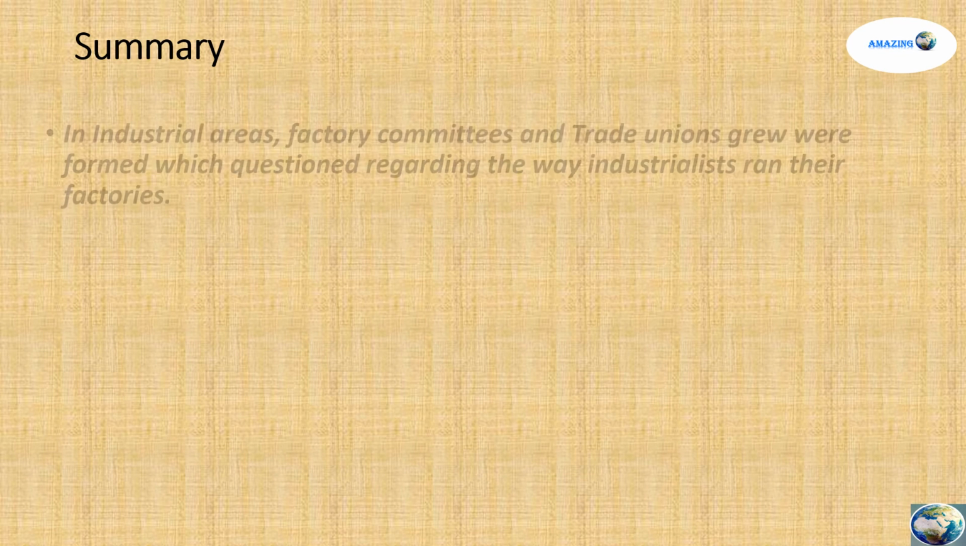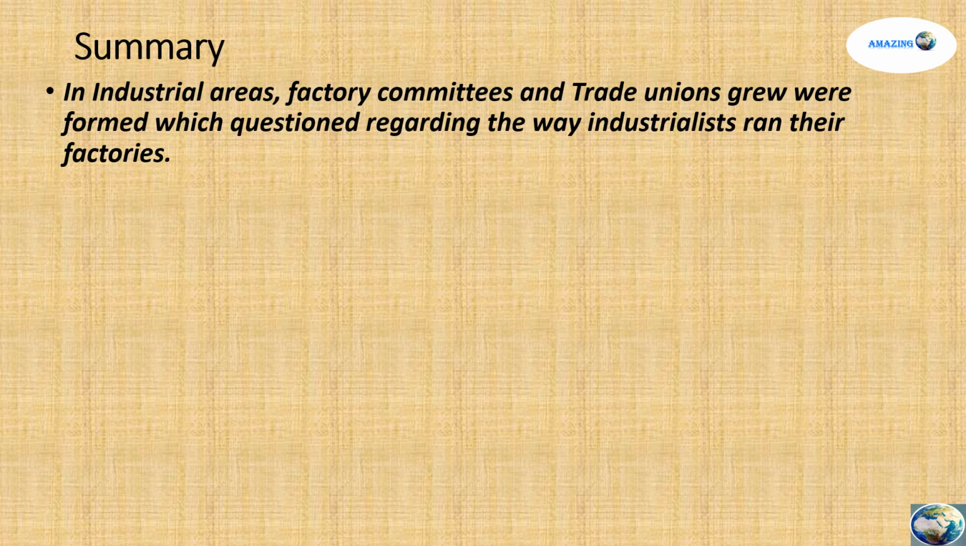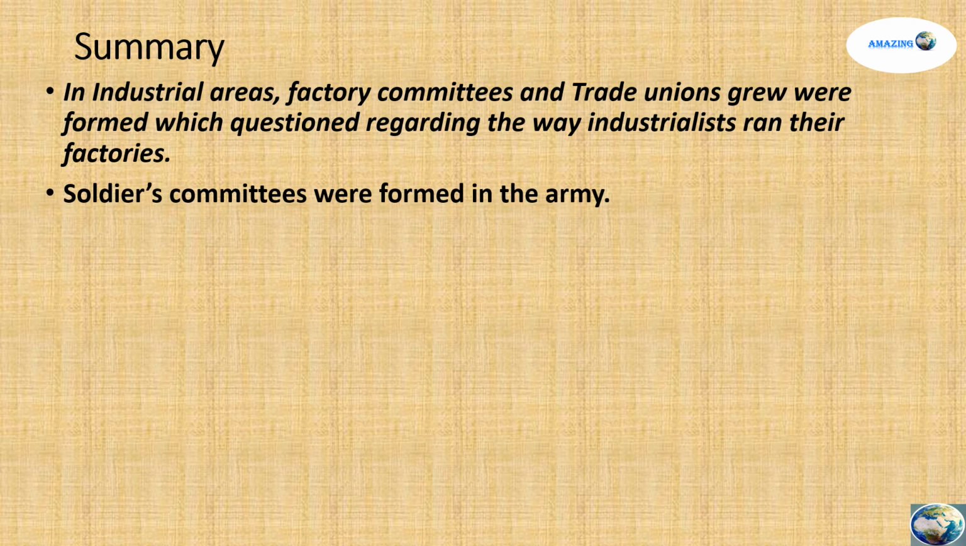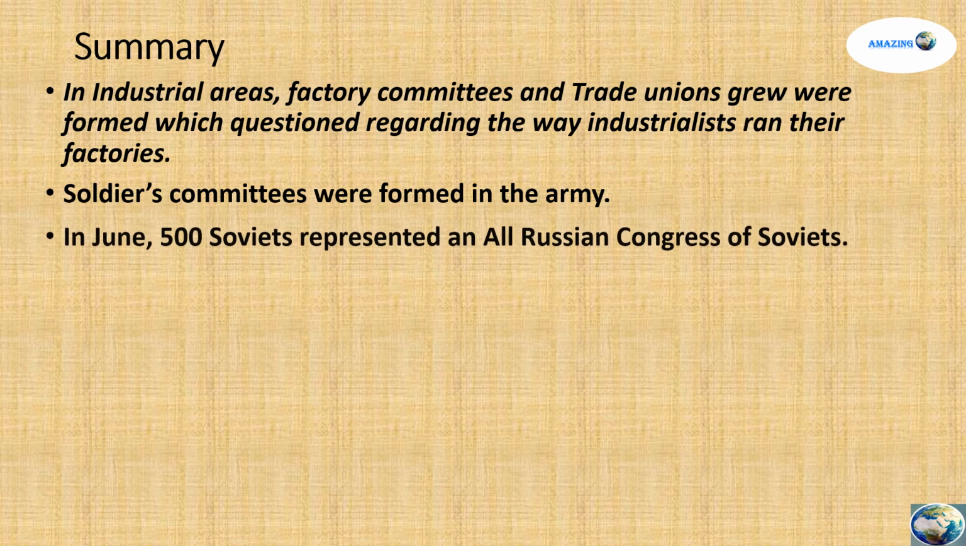To summarize the causes of the October Revolution, in industrial areas, we see factory committees and trade unions grew, which questioned the way industrialists ran their factories. Soldier committees were formed in the army. By June 1917, we see 500 Soviets formed representing an All-Russian Congress of Soviets.